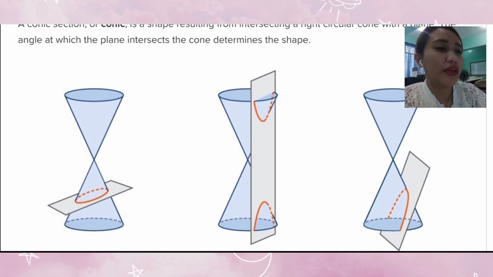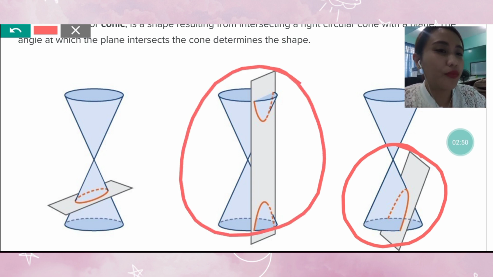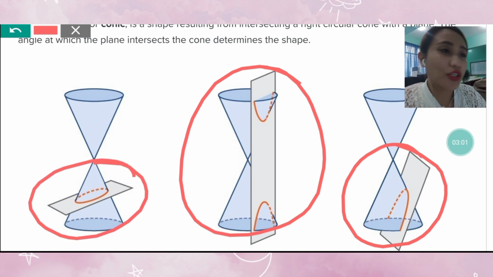I think you're already familiar with the last conic section, since we were done discussing that one. That is a parabola. This one right here, wherein the plane intersects the upper and the lower cone, is a hyperbola. And our focus for this video will be this conic section right here, which is the ellipse.